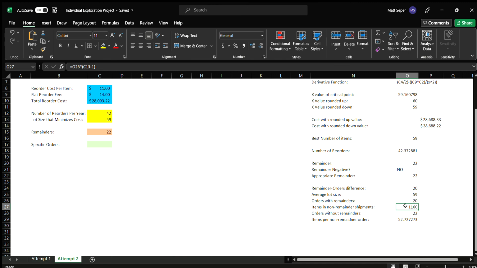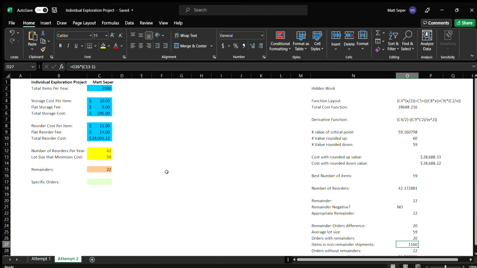Here I tried calculating the items in non-remainder shipments, but if I'm being honest, I am still confused about why I did it this way. So yeah, I'm still kind of exploring this, and that's where I would be looking at right now. So yeah.